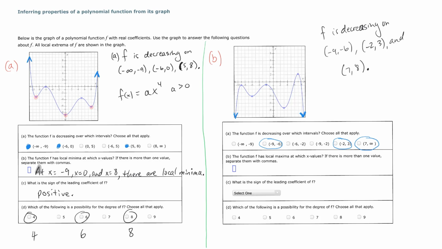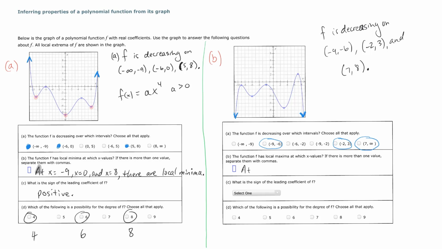Another good reason to write more notes or complete sentences in your homework is so that when you go back and study your homework, you should be able to memorize the instructions that were given. If you memorize the solution, then you might as well memorize the instructions to get the complete language. Part B here says the function f has local maxima at which values. If there is more than one value, separate them with commas. I'm going to just go ahead and write a complete sentence in here. It'll be easier.